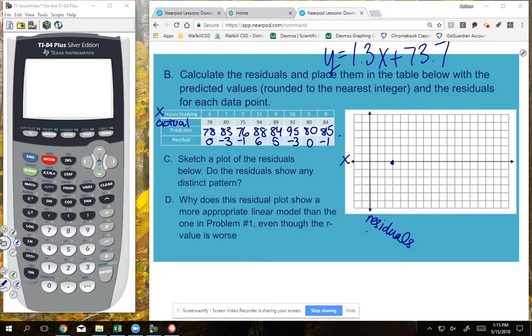7, negative 3. 2, negative 1. 11, positive 6. 8, 5. 16, negative 3. 5 and 0. 9 and negative 1.